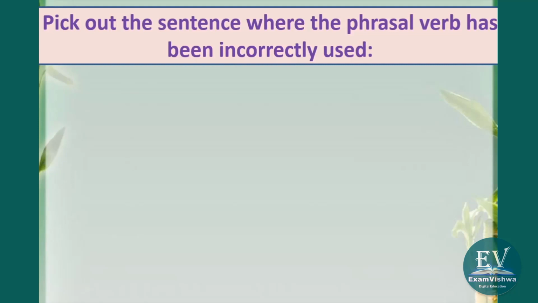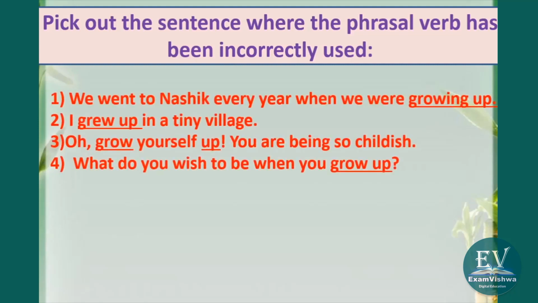Okay, so come on, let's see. We went to Nashik every year when we were growing up. So this is a phrasal verb. I grew up in a tiny village. So this is a phrasal verb, grew up. Oh, grow yourself up. You're being so childish. So here the phrasal verb is actually grow up, but has it been used correctly? I don't know, we'll have to check. What do you wish to be when you grow up?